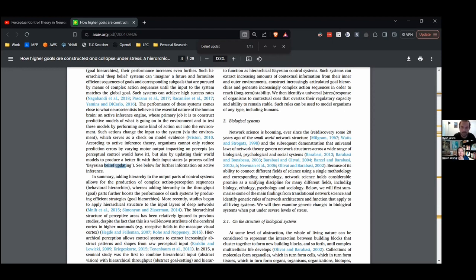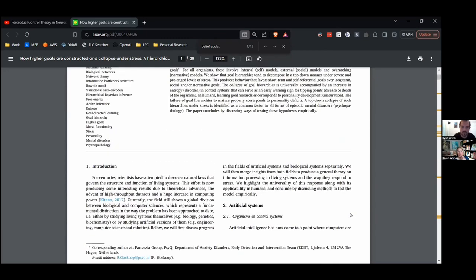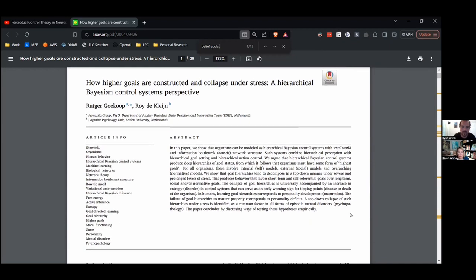So scroll back up to the beginning of the paper, all the way to the beginning, in the introduction at the abstract here. In this paper, we show that organisms can be modeled as hierarchical Bayesian control systems with small world and information bottleneck bowtie network structure. We went over that part. Such systems combine hierarchical perception with hierarchical goal setting and hierarchical action control. So goal setting is an important part of this thing, right?